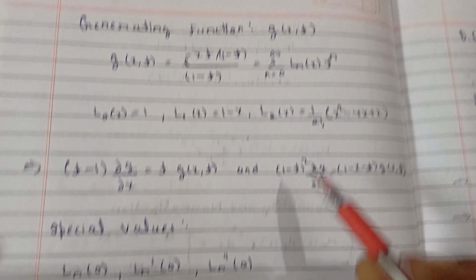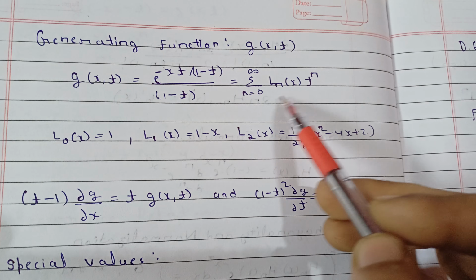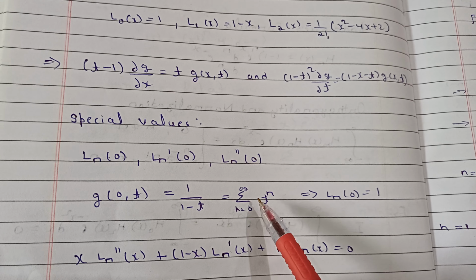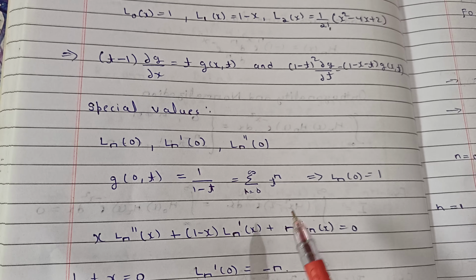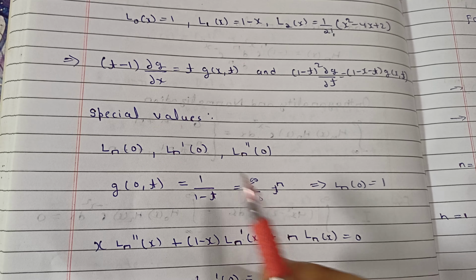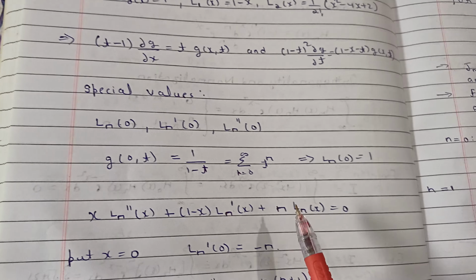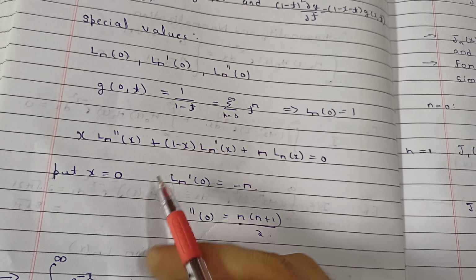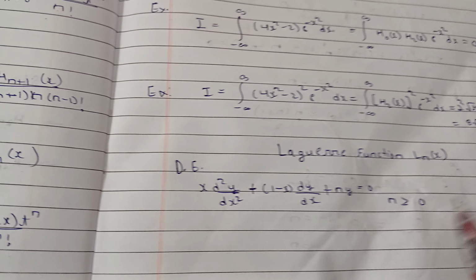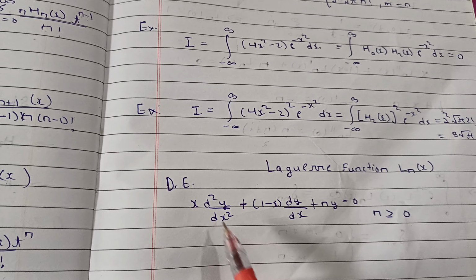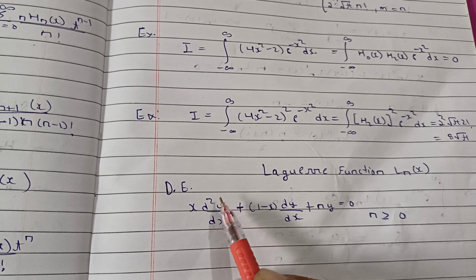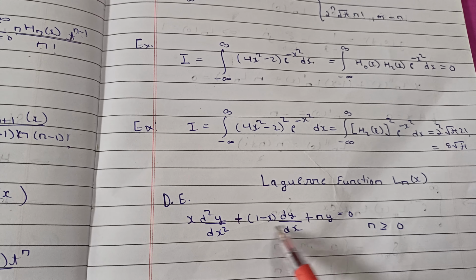Now when you compare this with this, L_n(0) should be 1, because here the coefficient is 1. That's how you get L_n(0) equal to 1. Now if you know L_n(0), then you can find the L_n dash and L_n double dash. How? You know the differential equation already, so you will just substitute here L_n(x), L_n dash x, L_n double dash x, and we will substitute x equal to 0, then this will cancel out, and this will give you L_n dash.